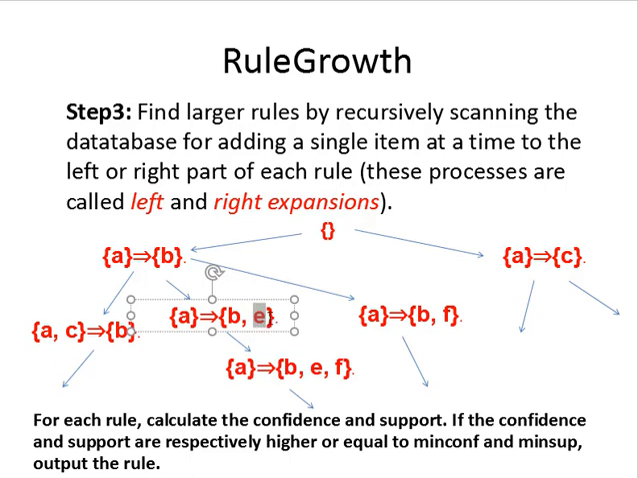And we do this recursively until we find all the rules that are interesting, that have the minimum support and confidence. So we start from these simple rules with two items, then we make the larger rules and calculate the confidence and the support. If the confidence and support are higher than the minimum confidence and minimum support, we output the rules. Adding an item to the left is called left expansion. Adding an item to the right is called right expansion.